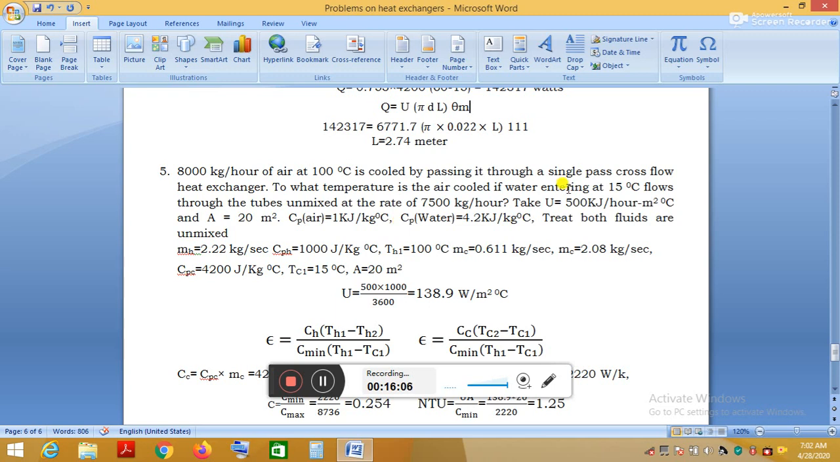And he has given the value of the overall heat transfer coefficient and the Cp of the air, Cp of the water, everything is given in the problem itself. There is no need to take any values from the data book. We can observe here he has given only two temperature values, the inlet temperature of the hot fluid, that means the air, and the inlet temperature of the cold fluid, that means the water. Since only two temperatures were given, the problem can be solved using the NTU method or effectiveness method.